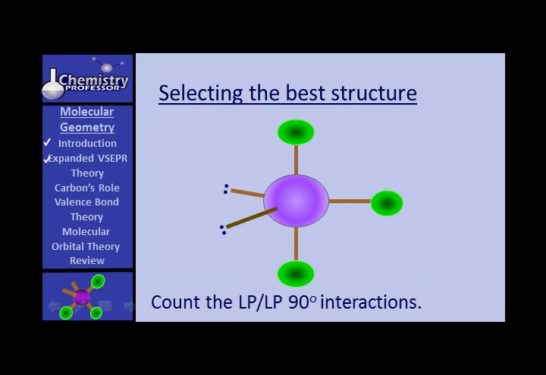And here it is. Now count the lone pair 90-degree interactions. Well, there aren't any. Remember, this is 120 degrees right here. And that's the only place it could possibly occur, and that's 120 degrees, so we don't worry about that one. So there are none in the lone pair 90-degree interactions for this molecule. Well, what about lone pair bond pair 90-degree interactions?